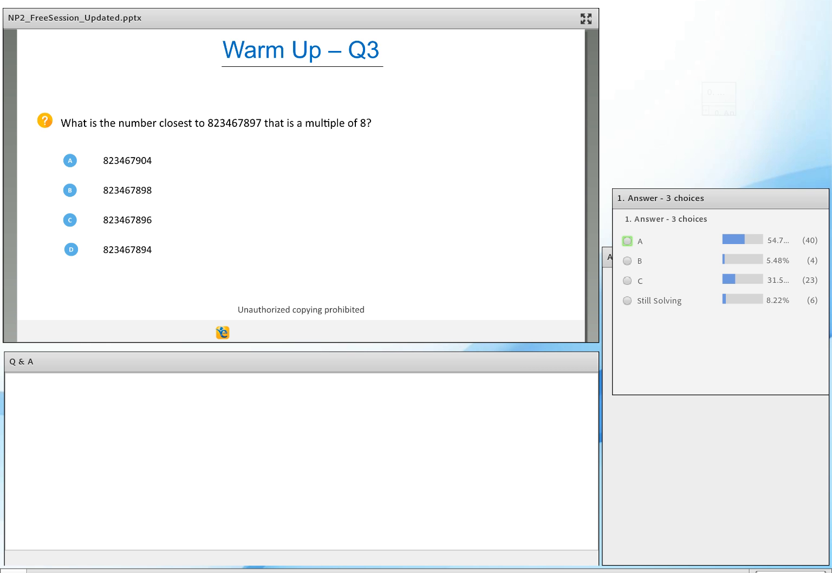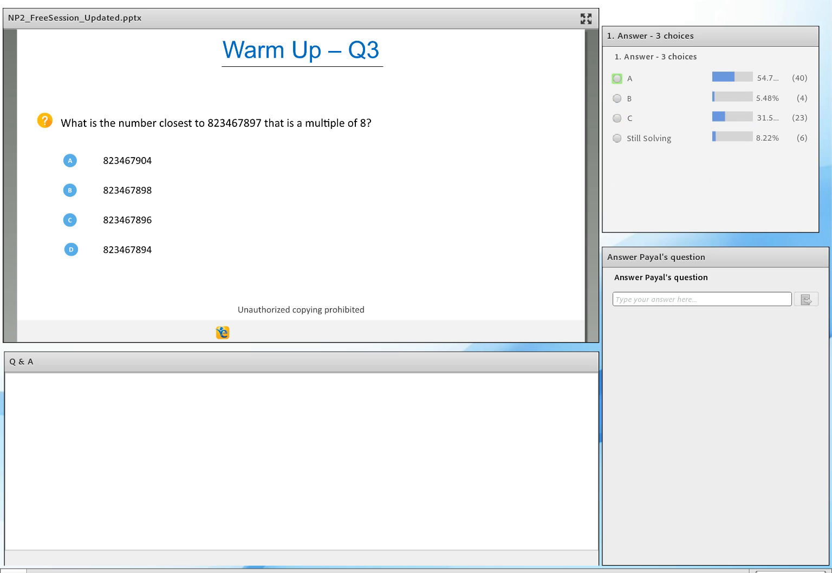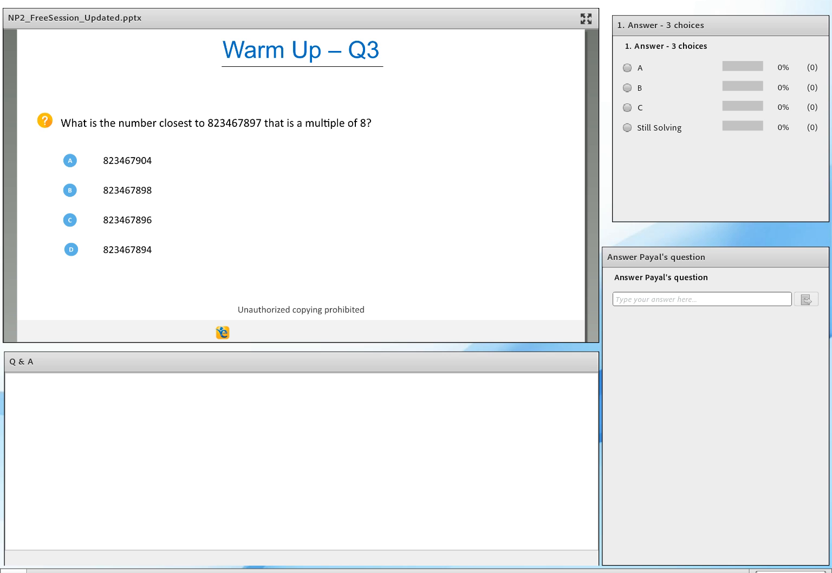This is slightly easier than the other two questions. Yeah, let's go ahead. Can you please click on still solving?